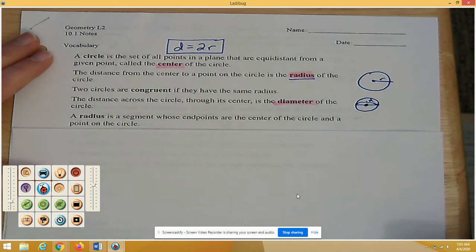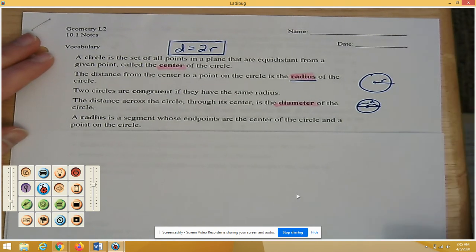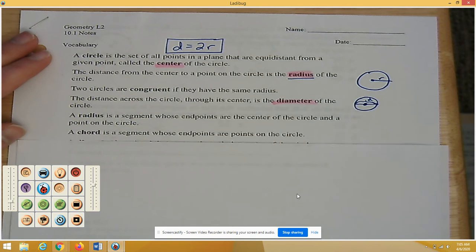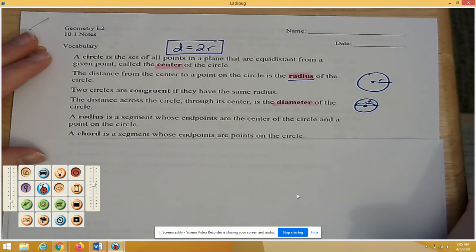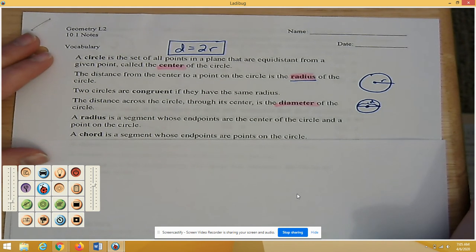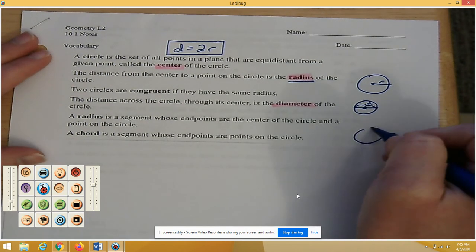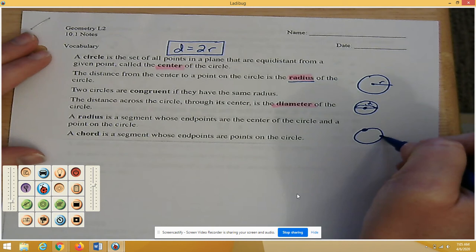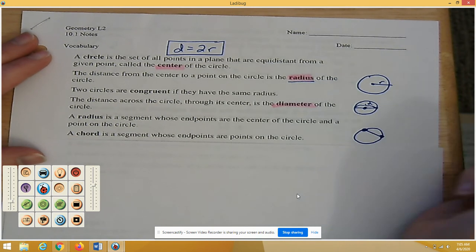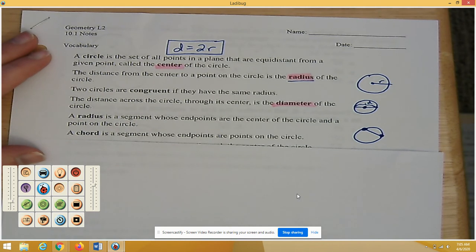Furthermore, a radius is a segment whose endpoints are the center of the circle and a point on the circle. So center to a point on the circle, and that's another way to define radius. And then we have some more vocabulary. A chord is a segment whose endpoints are points on the circle. So a chord will look like this. So here's your circle, and you have a point and then another point on the circle, and it's just connecting it. So a chord is a segment. A radius and a diameter are a segment.